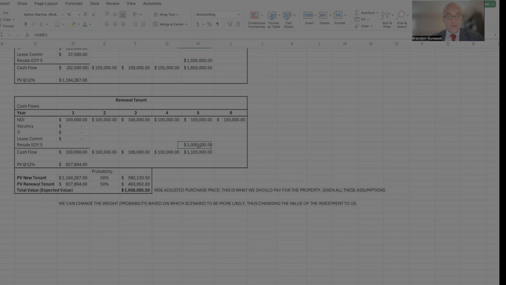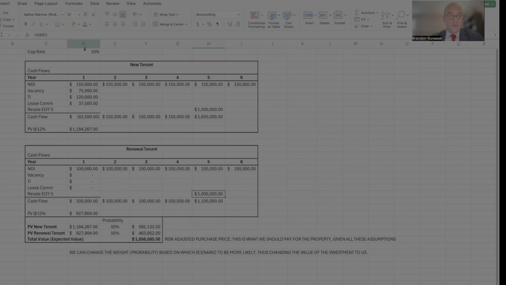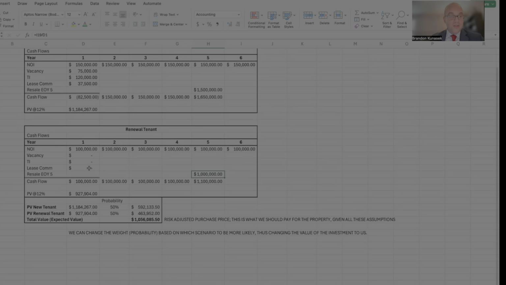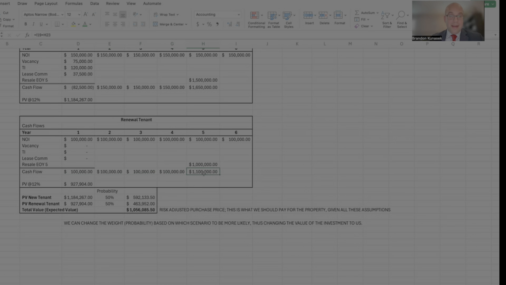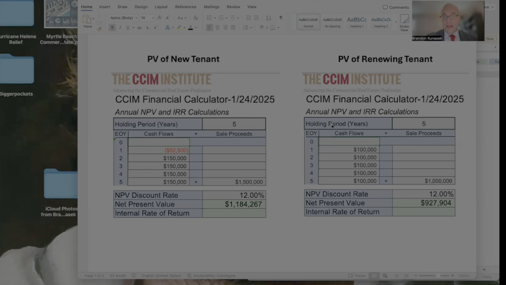And then let's talk about our resale value. Year 6, net operating income is $100,000. That $100,000 divided by the 10% cap rate gives us a value of $1 million for that building if we sell it in year 5. So our cash flows are $100,000 a year, and in year 5, we have the additional $1 million for selling it. So it puts us at $1.1 million. This is going to give us a present value, at a 12% investor hurdle rate, of $927,904. And let's just look at that real quick, guys, on our financial calculator.